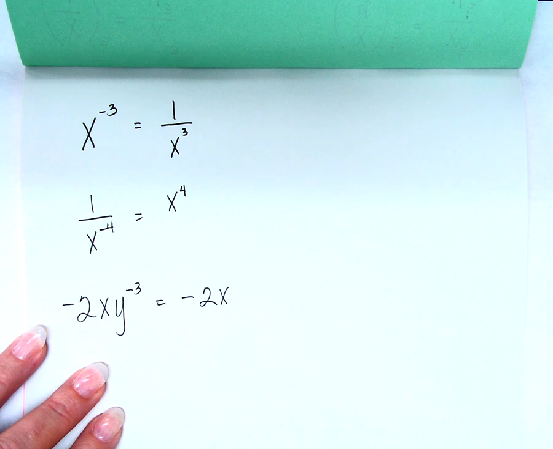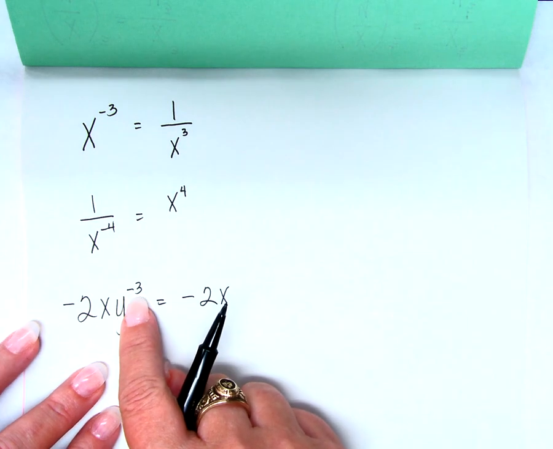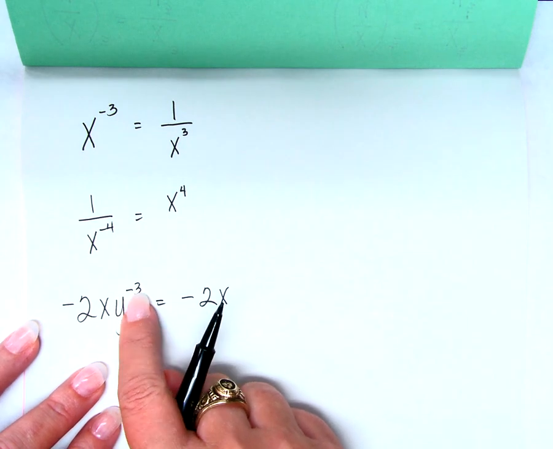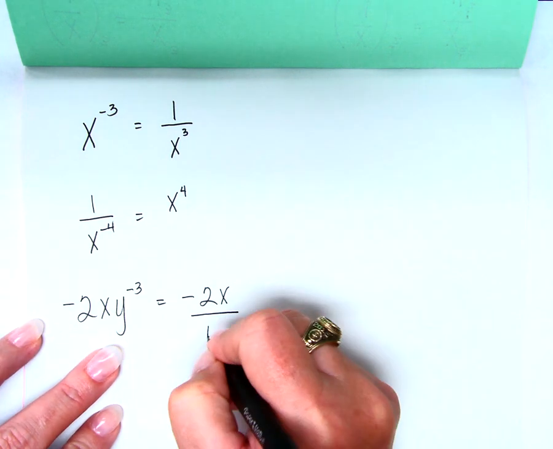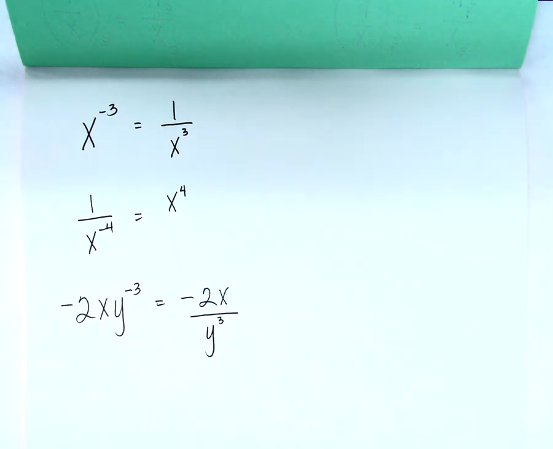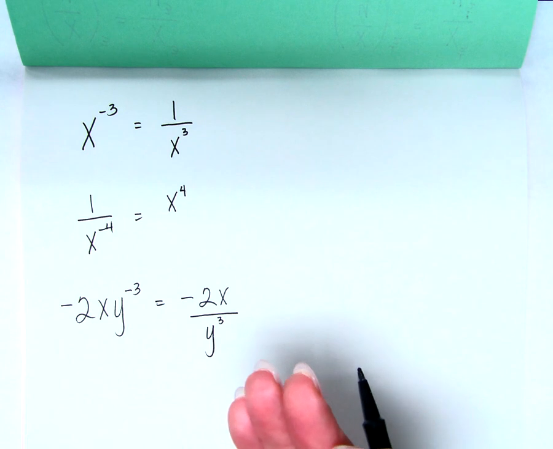No, it is not. The y is so sad. See how its exponent is negative? Where does it want to be? In the denominator. And when I move it to the denominator, it's so happy. Now, is that a silly story? A silly way to think about it? Yes, but if you remember it, is it worth it? Yes.